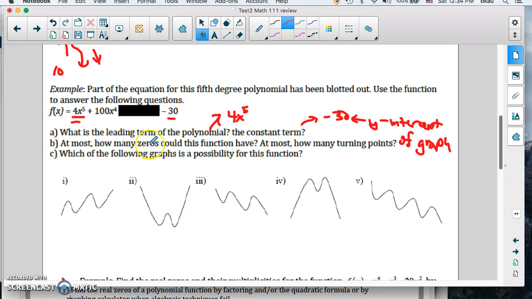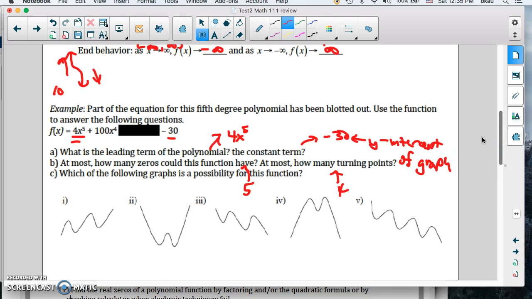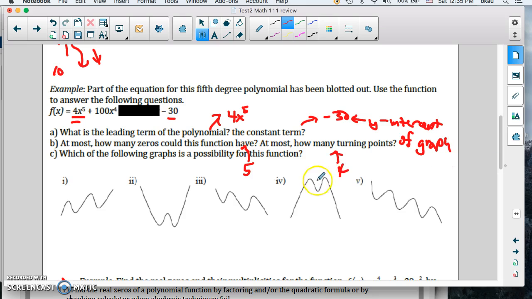At most, how many zeros does it have? So that would be the power. So it has at most 5 zeros. And if it has 5 zeros, it can only have 4 turning points. It can turn 4 times if it has 5 zeros. Which of the following graphs is a possibility? So it's odd. So that means it has to look like this up here. It goes up and down. So it can't be this one because this is even. And it can't be this one because it's even. All right, so it has to look like this.